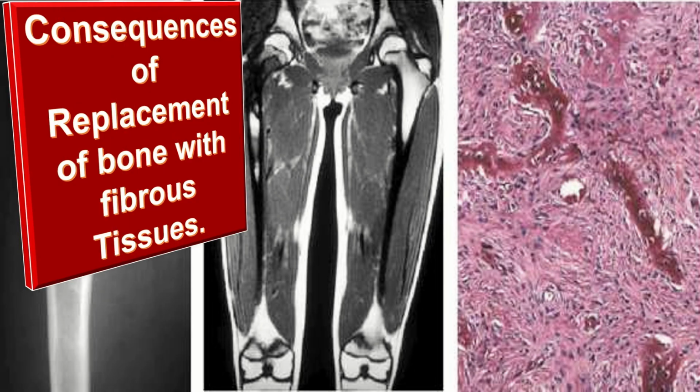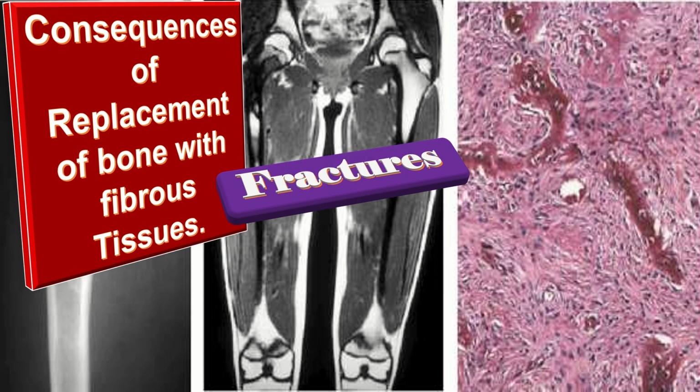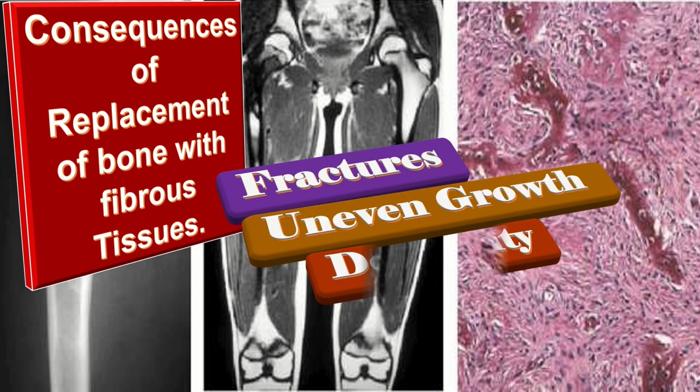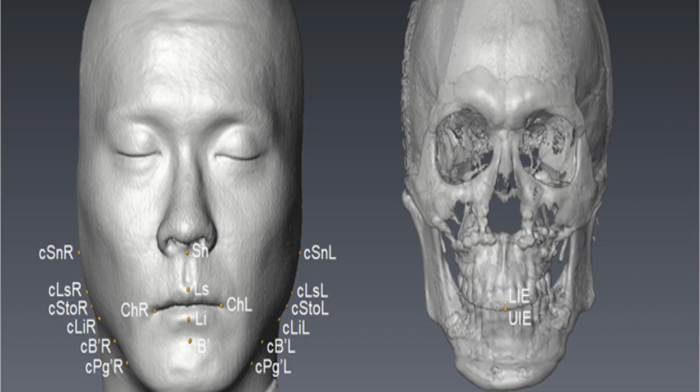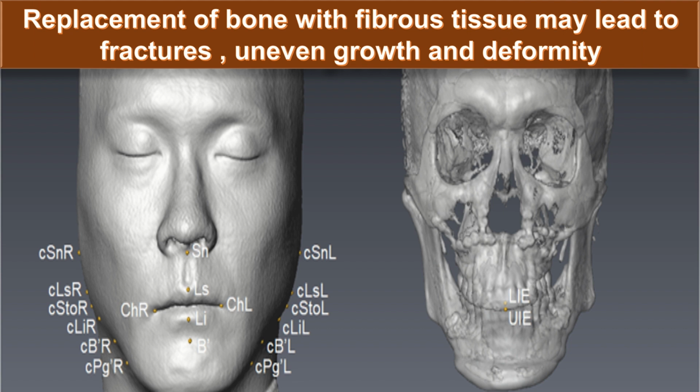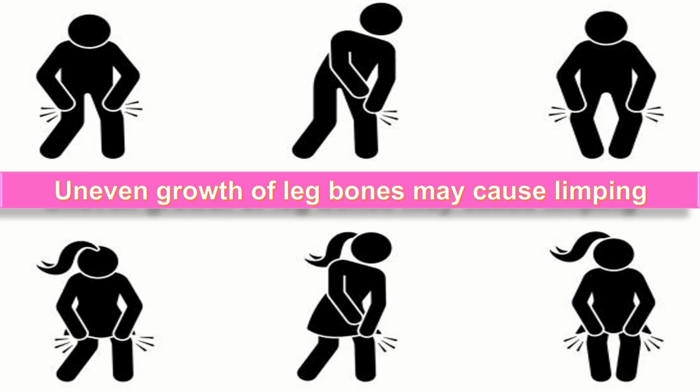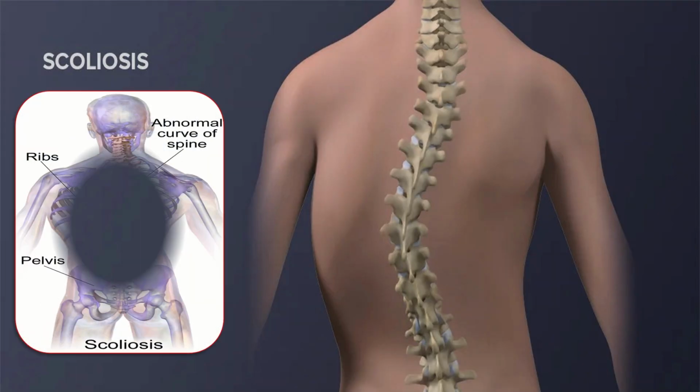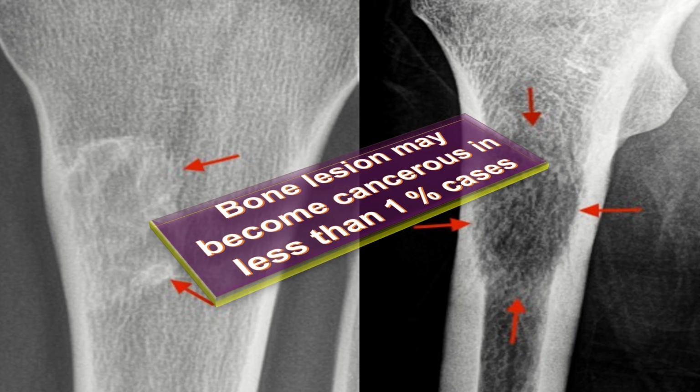Replacement of bone with fibrous tissue may lead to fractures, uneven growth, and deformity. When lesions occur in bones of the skull and jaw, it can result in uneven or asymmetric growth of the face. Asymmetry may also occur in long bones. Uneven growth of leg bones may cause limping. Abnormal curvature of the spine, or scoliosis, may also occur. Bone lesions may become cancerous, but this happens in fewer than 1% of the people with McCune Albright syndrome.